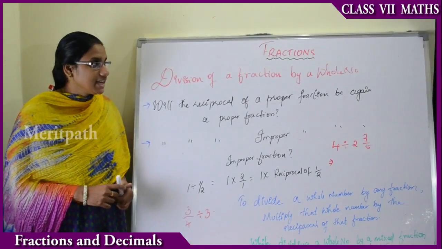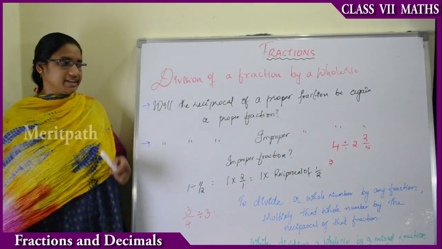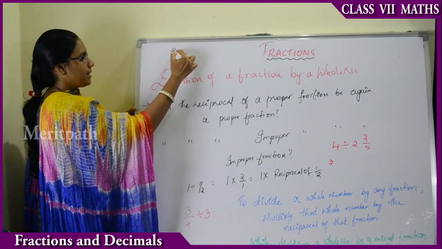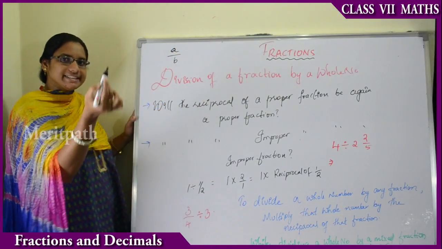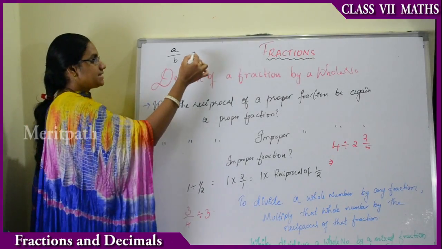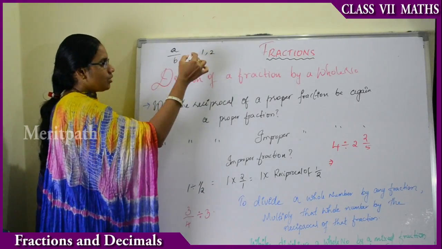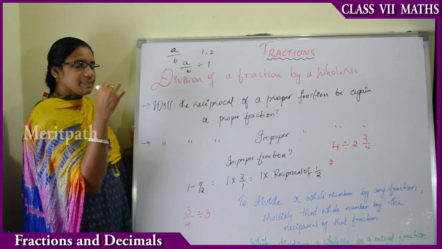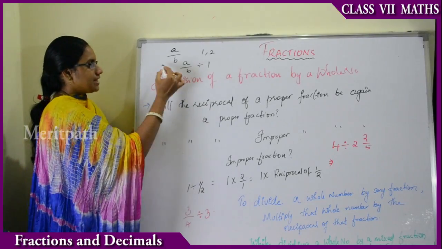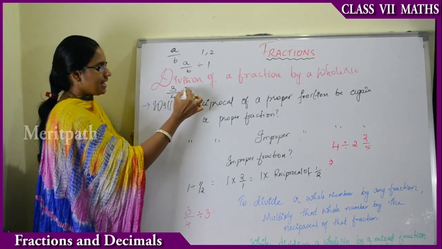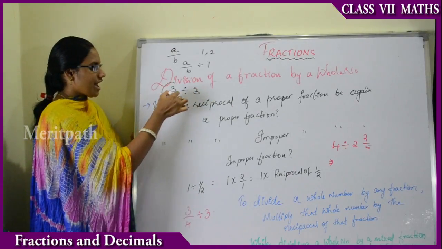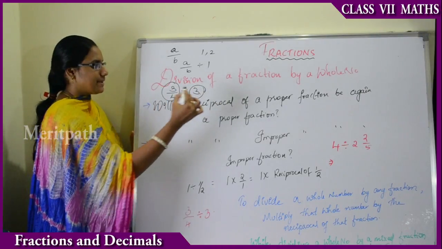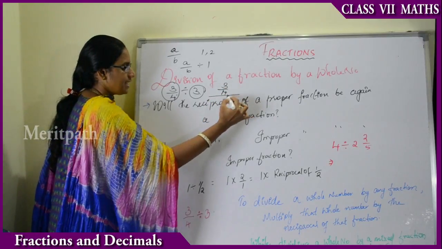Now let us see how to divide a fraction by a whole number. Fraction means, for example, a by b form, right? A whole number means integers or natural numbers, that is 1, 2, 3, anything. Now we are dividing a fraction by a whole number. For example, let us take 3 by 4 divided by 3.